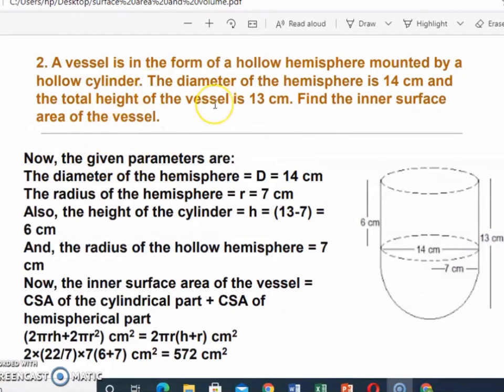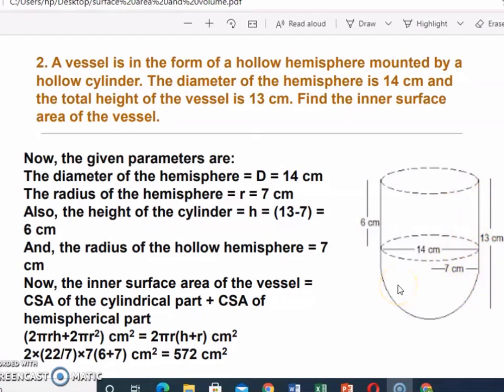In the next question, a vessel is in the form of a hollow hemisphere mounted by a hollow cylinder. So this is a hollow hemisphere, and it is mounted by a hollow cylinder. So this is the cylinder which is on top of this hemisphere. This is how the final figure looks. Now the diameter of the hemisphere is given as 14 centimeter, and the total height of the vessel. When we talk about the vessel over here, the vessel means the entire thing that is formed by this hemisphere as well as the cylinder together. That height is 13 centimeter.